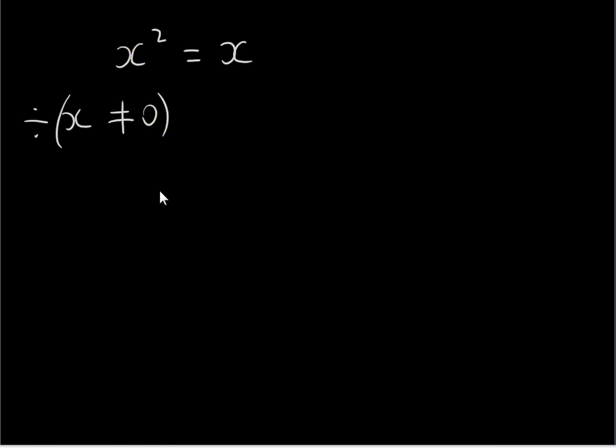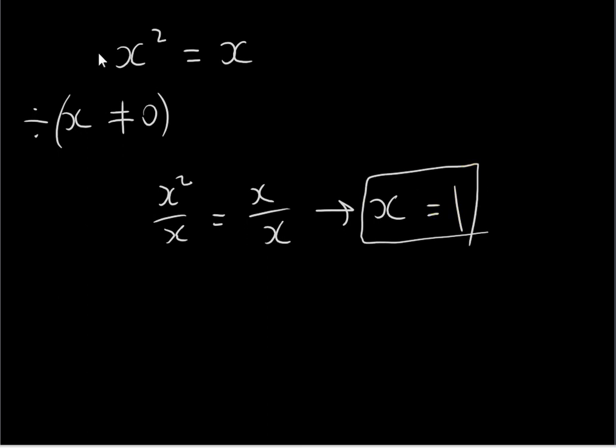X squared divided by x will equal the right hand side divided by x. So divide both sides by x. But x squared divided by x is x, and x divided by x is 1. So here's a solution. X equals 1. It's a solution to this equation.